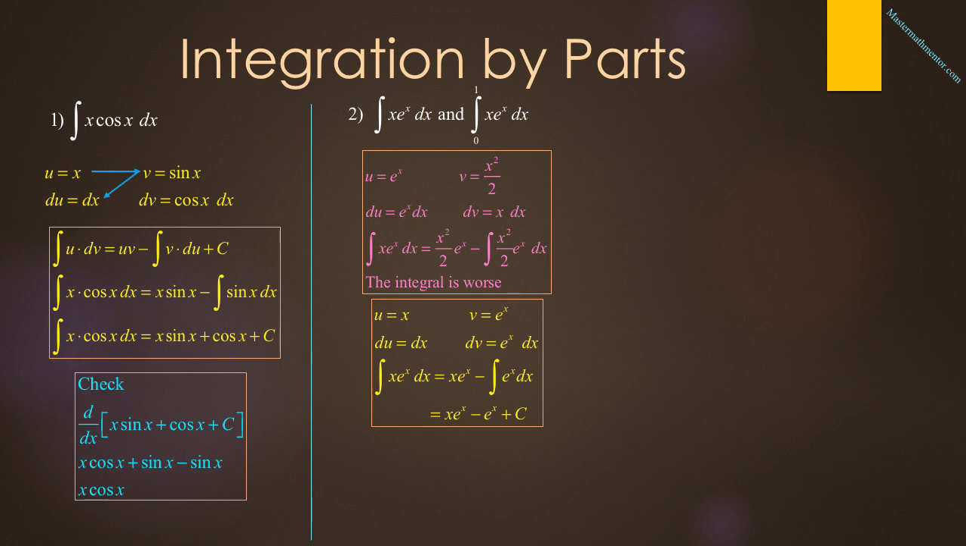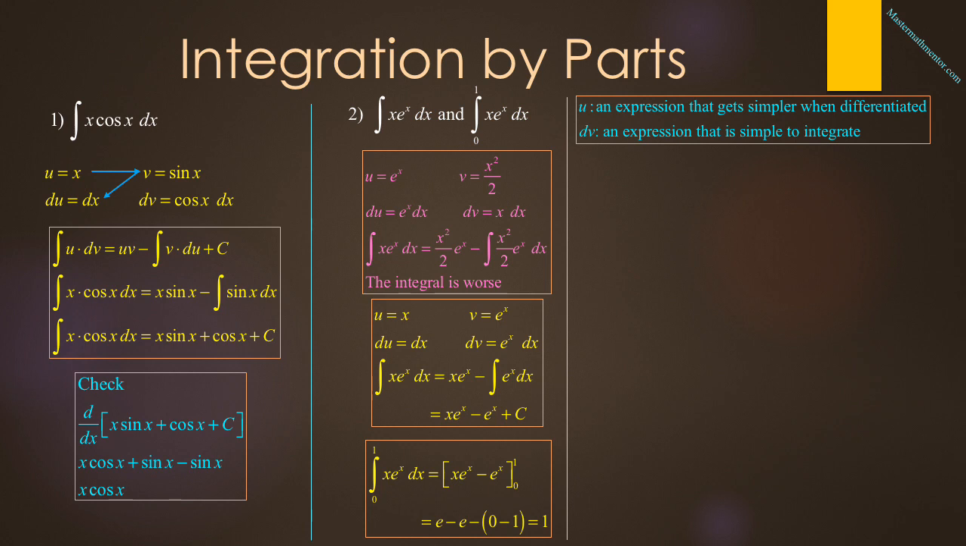Now that we've taken the integral of x e to the x dx, the definite integral is easy. We have x e to the x minus e to the x evaluated from 0 to 1. Plugging in 1, we get e minus e, minus plugging in 0, we get 0 minus 1. And our final answer is 1. You may want to confirm this on your calculator.